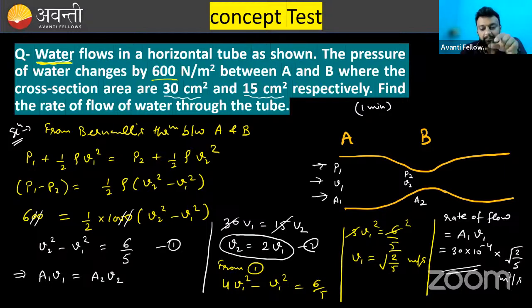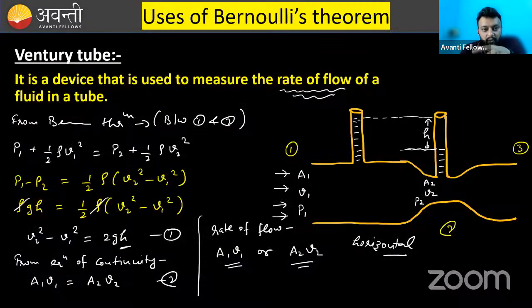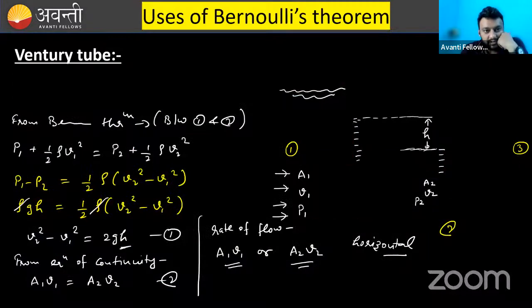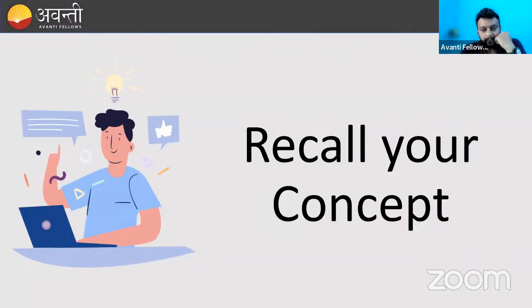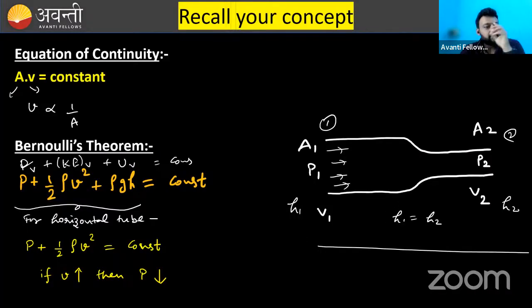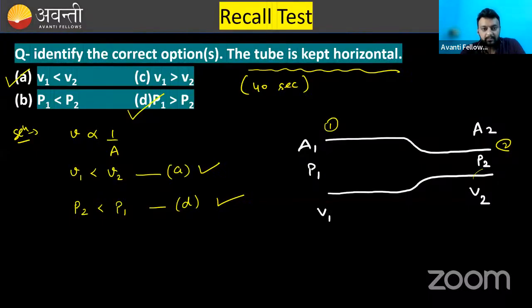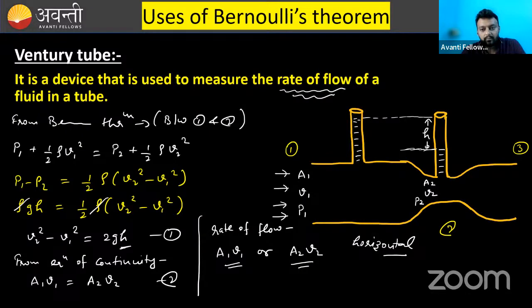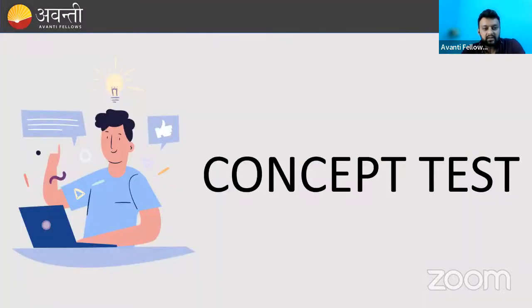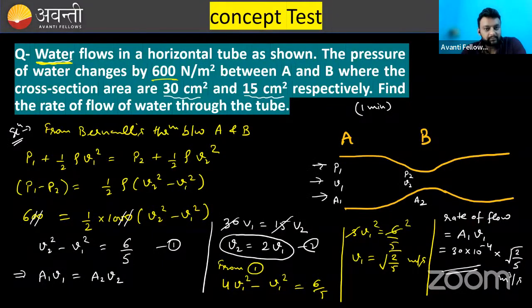This is one of the applications. What we have studied till now in today's class: from here, we have recalled the equation of continuity and Bernoulli's theorem. There was a recall test. There was the use of Bernoulli's theorem, that is the Venturi tube. Okay. So now there is a concept test. Now we will move further.